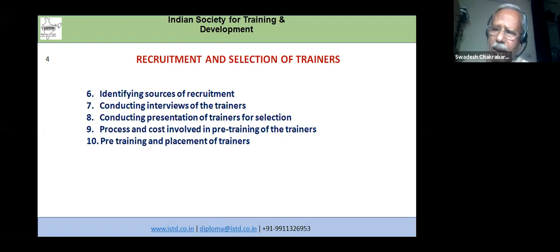So in many organizations, what they do is an actual presentation by the trainers on a particular subject for a short period of time. They may be asked to give a training lecture for 5 minutes, 10 minutes, or half an hour, depending on the organization and their requirements. And that presentation will reveal many things. It will reveal the competence of the trainer, how suitable they are, and how far they will come up to the expectation of the organization.